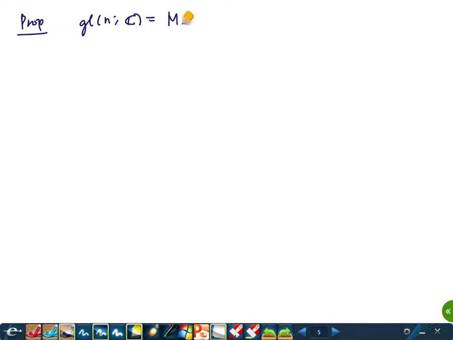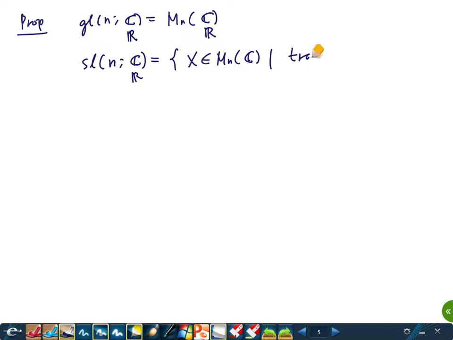The general linear Lie algebra is the same as all matrices. Basically, it's the set of all n by n matrices. And of course, if I replace this by R, it's still the same. And the special linear Lie algebra, over C or R, is the set of matrices of trace 0. Here, of course, we use R.